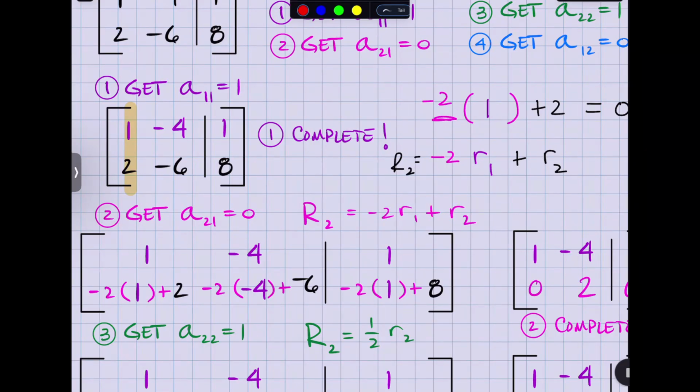Yeah. So then you got to make that a 0. Oh, you have to make that a 0 too. Yep. 1 times what plus -4 equals 0?